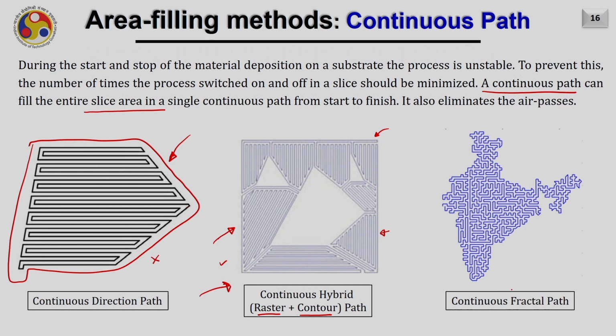Also, some attempts nowadays are made towards generating continuous toolpaths based on fractal-like toolpaths. What you are seeing here is a map of India. It's a very complicated geometry. It is scanned through a single line. The tool starts from here and ends here, and it doesn't get switched off anywhere. At the same time, the step over is maintained throughout. So, this was the continuous toolpath for generating the area filling strategies.